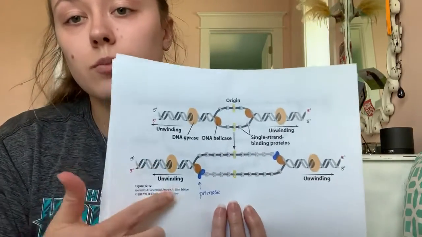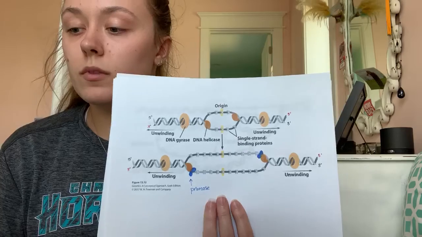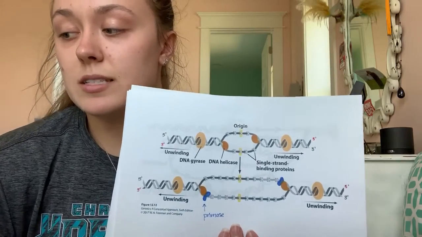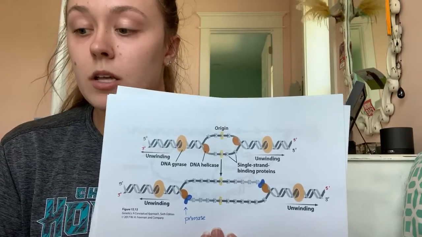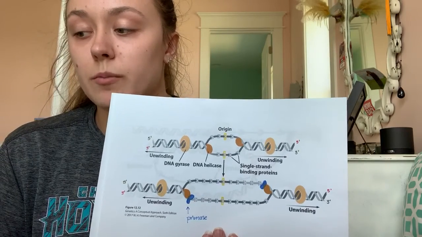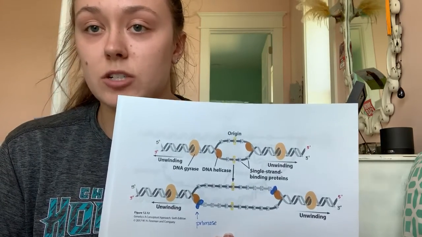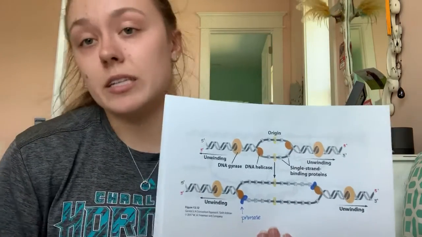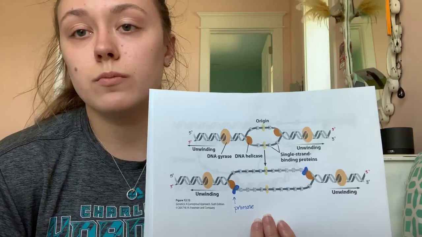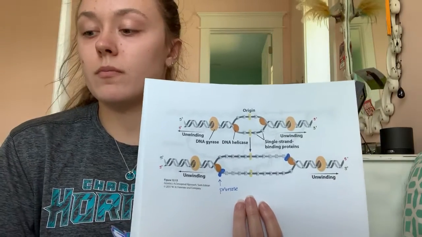Next is the RNA primase, I've drawn here in blue. It binds next and lays down the RNA primer, which is needed for DNA synthesis to begin. The RNA primase lays down the primer, then detaches from the DNA strand until it's needed again for the lagging strand to begin synthesis again.